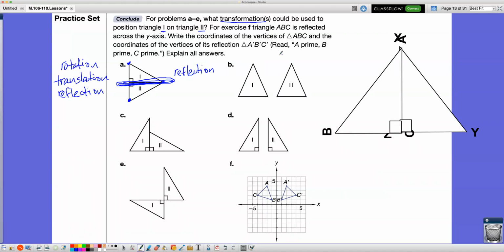All right, if you said translation in this one, you were correct. So just to go from here to here just requires a simple slide. If I was to slide this one straight over, it would go into that position. What about triangle 1 here to triangle 2 on letter C?